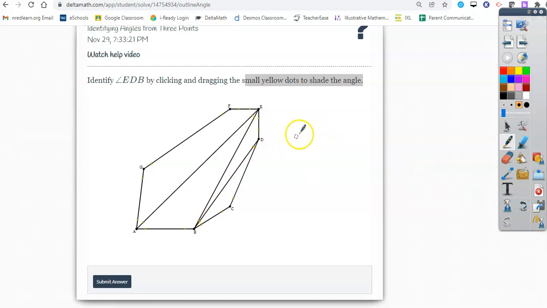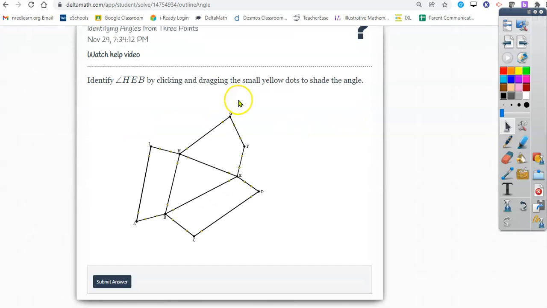In order to mark that, I have to connect 2 yellow dots. So I'm going to connect this one to that one. There we go. I marked the angle, right? Small yellow dots to shade the angle from E to D to B.